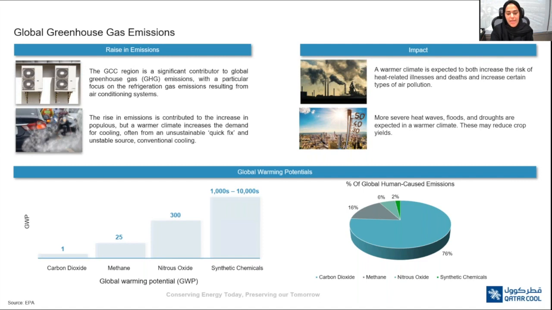It is worth mentioning that greenhouse gases is not only CO2, but there are also other gases there. However, the majority is CO2, which constitutes 76%, followed by methane, 16%, followed by nitrous oxide, 6%, and then synthetic chemicals, 2%. On the left side, you can see the global warming potential. So if carbon dioxide participates once in this, methane participates 25 times, and nitrous oxide 300 times, and so on and so forth.